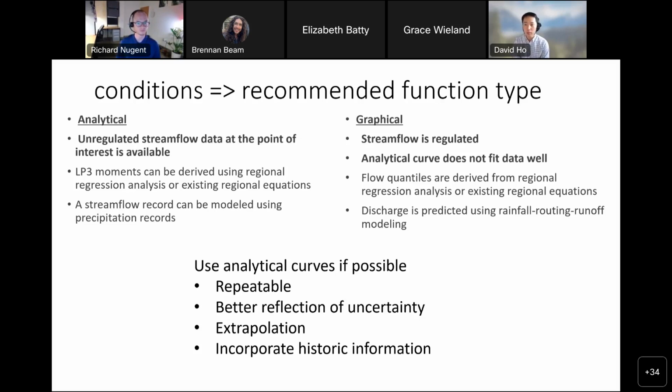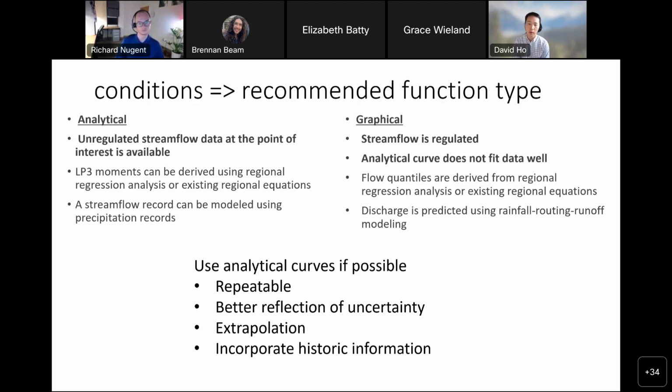Another possible reason for using a graphical method is if the analytical curve doesn't fit well against the data. You can have a situation where the data is unregulated, you compute the analytical curve, but when you plot it against the data, it just doesn't look right. This could be pretty typical in dry areas where you can get zero flows for most of the year. In those situations, maybe a graphical curve would work better.